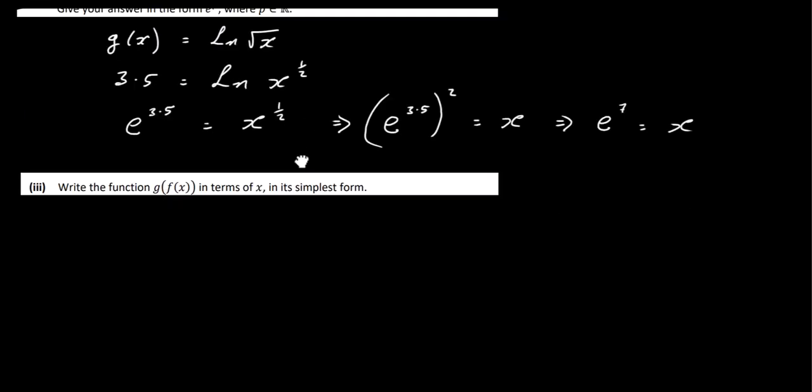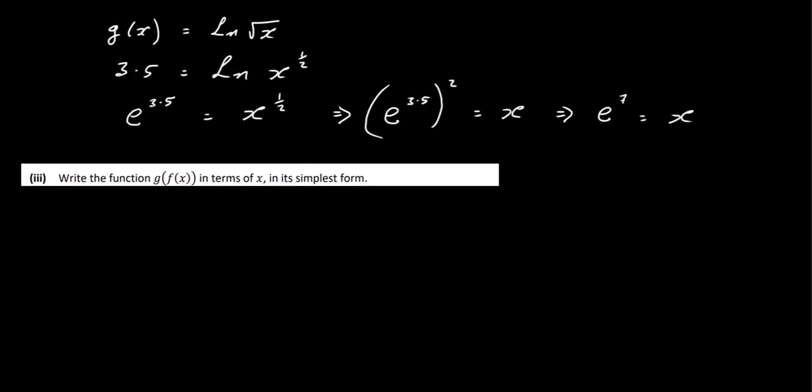Okay, next part: write the function g of f of x in terms of x in its simplest form. These are composite functions, if you like. So we have g of x, which is equal to log square root x, and we have f of x, which was equal to e to the power of 9x. We've got to do g of f of x, so we've got to put f of x in here.